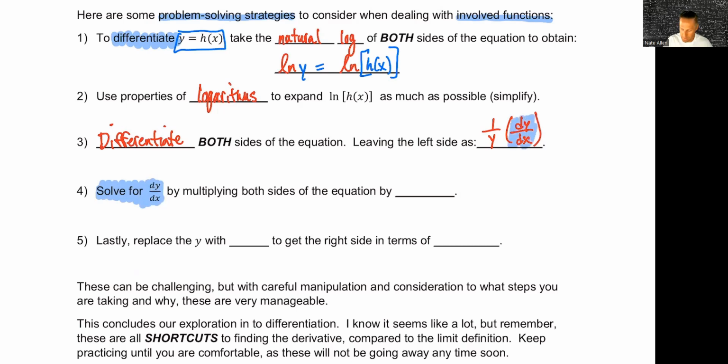So to get this by itself, we would have to multiply both sides of the equation by y, not why, but the letter y. And because it's all with respect to x, we'd rather not have this on the right side anymore. But remember, at the very beginning, they told us what y was in terms of x. So all we have to do is replace that y with whatever our function is. They're calling it h of x for this example. And now we will have the entire right side in terms of our x.